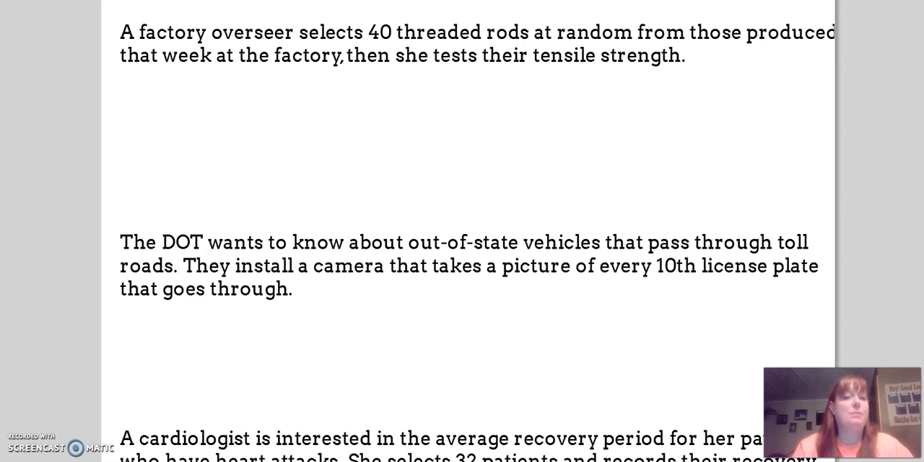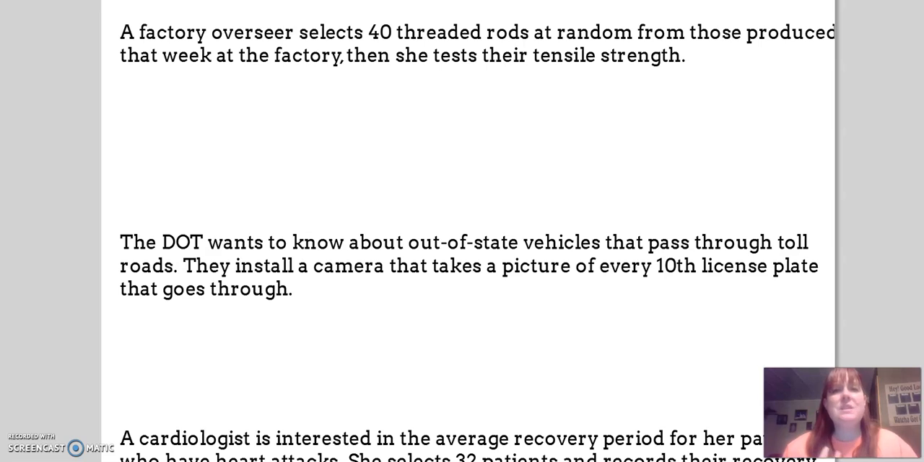In statistics, we have populations and we have samples. Now, here's the difference between the two. A population is a large group of people or things that I want to make some judgment about, some inference about. And a sample is a part of that population that I actually get to collect data on.